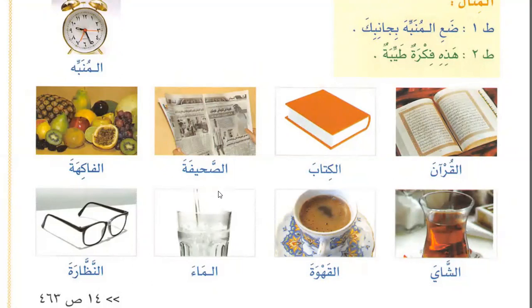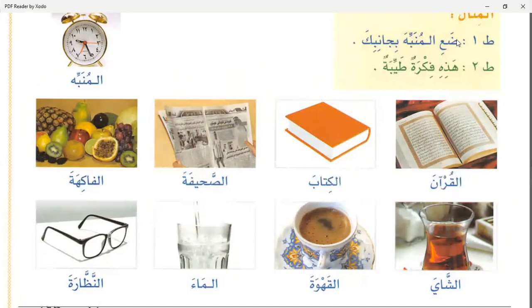This verb da is only for male. When we order a male person to do something, to put something, then we ask him da. For female, we say da'ini. We use ya also.